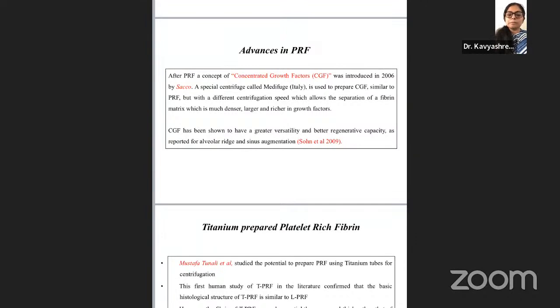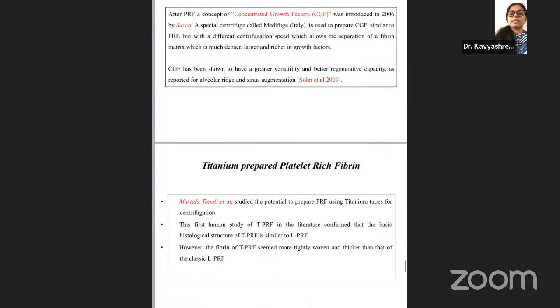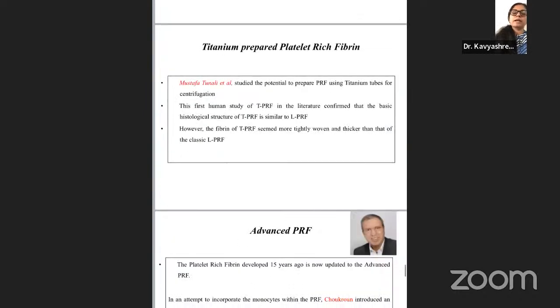In a study, it has been shown to have greater versatility and better regenerative capacity for alveolar ridge and sinus augmentation compared to the PRF. So concentrated growth factor, which is an advanced version of PRF, has shown proven results that it is far better than the PRP and PRF.